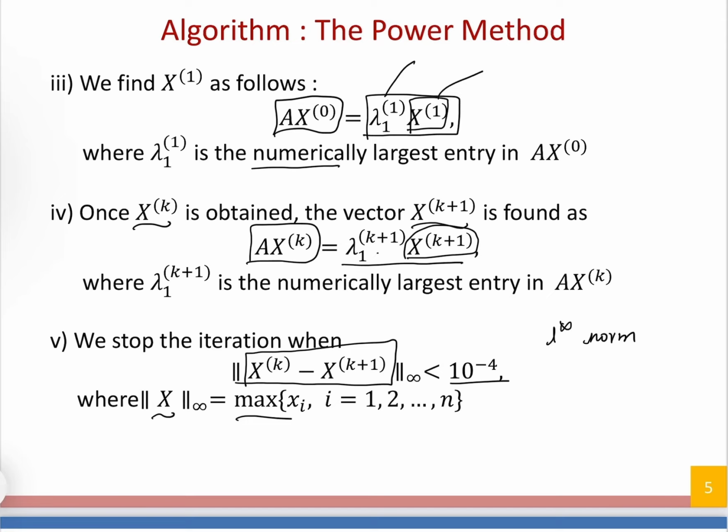That is, we find this difference. The corresponding entries will be subtracted, and each and every entry in this difference must be less than 10 to the power of minus 4, then we stop the process. Actually, this is like the absolute value of xi.